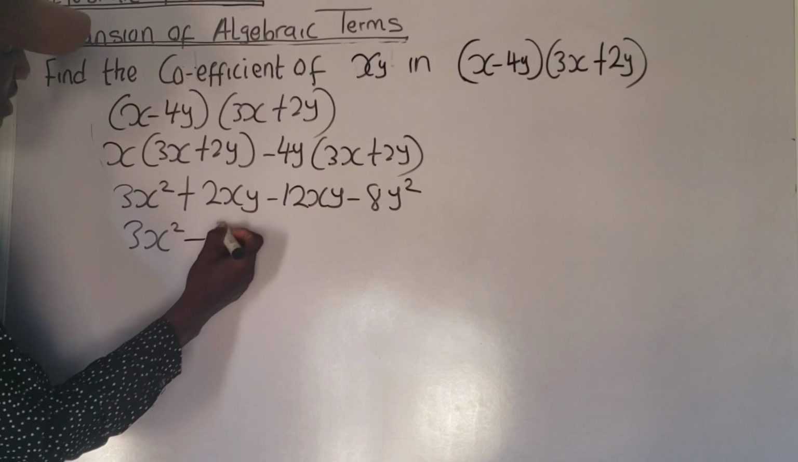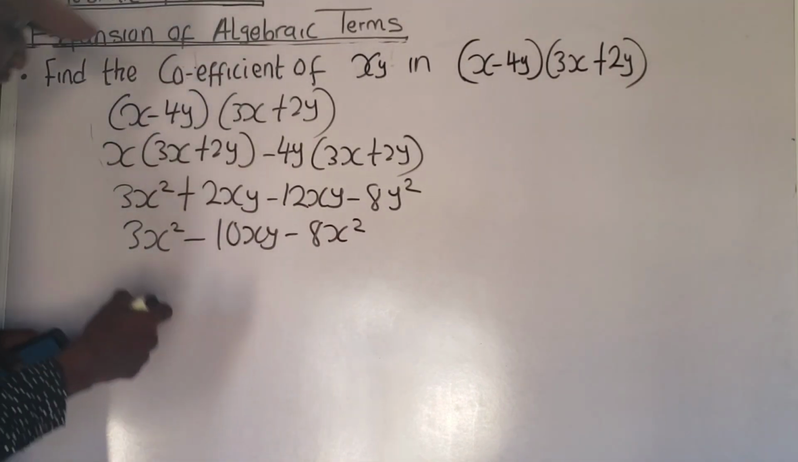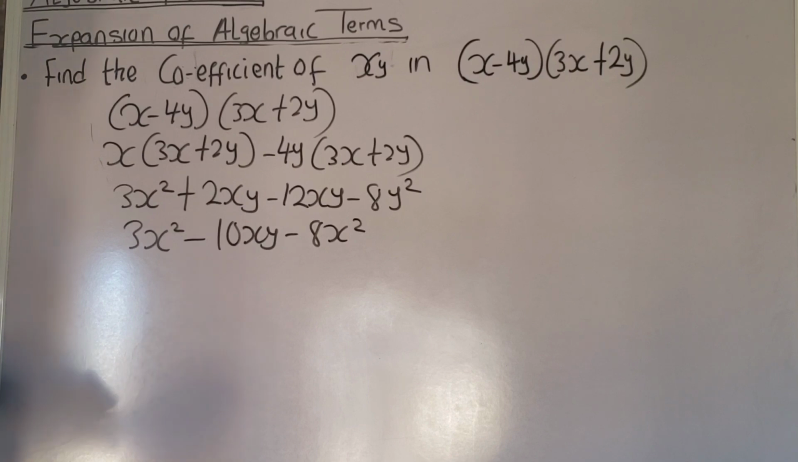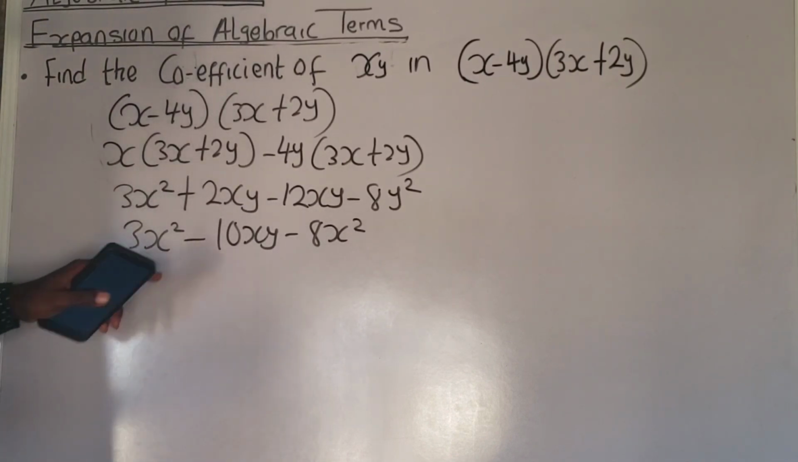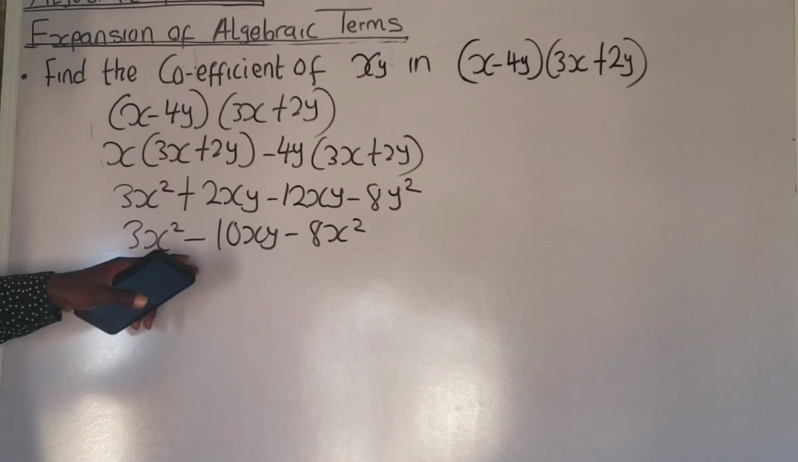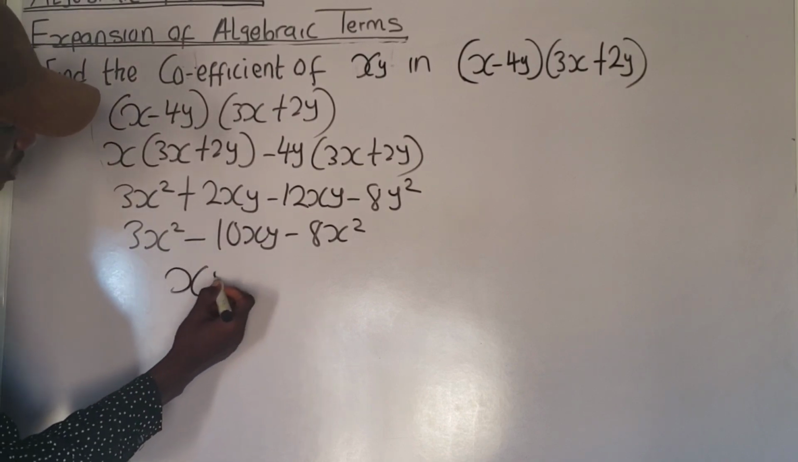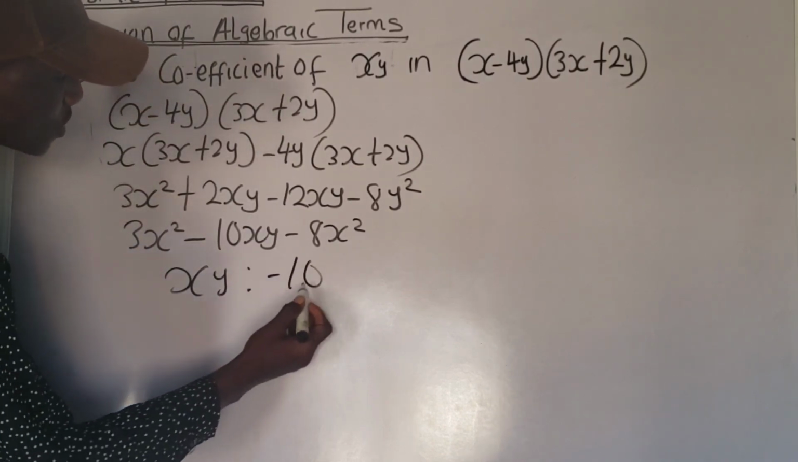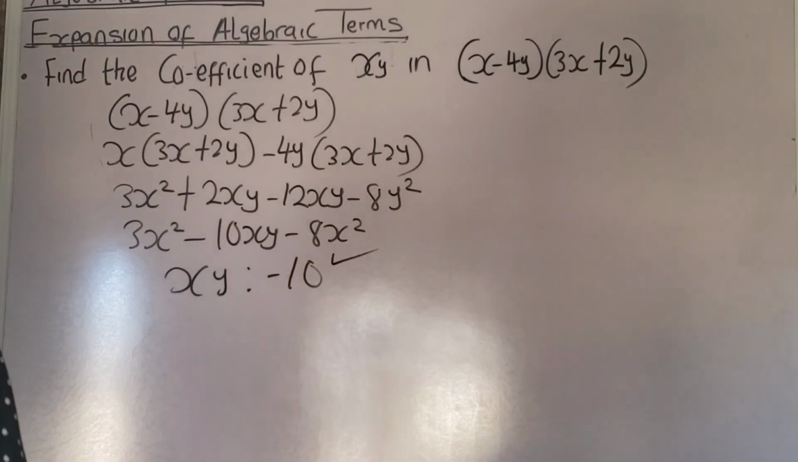That means I'm going to have negative 10xy negative 8x squared. Now we are looking for the coefficient of xy. The coefficient of xy is the number at the front of xy in our equation. The number at the front of xy in this equation is negative 10. So the coefficient of xy is negative 10. You have to pay attention to the sign. Okay, let's proceed to another question.